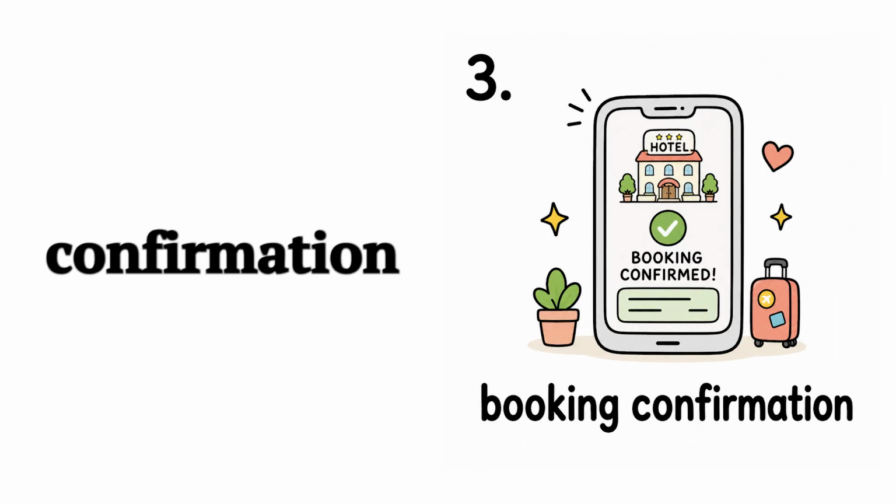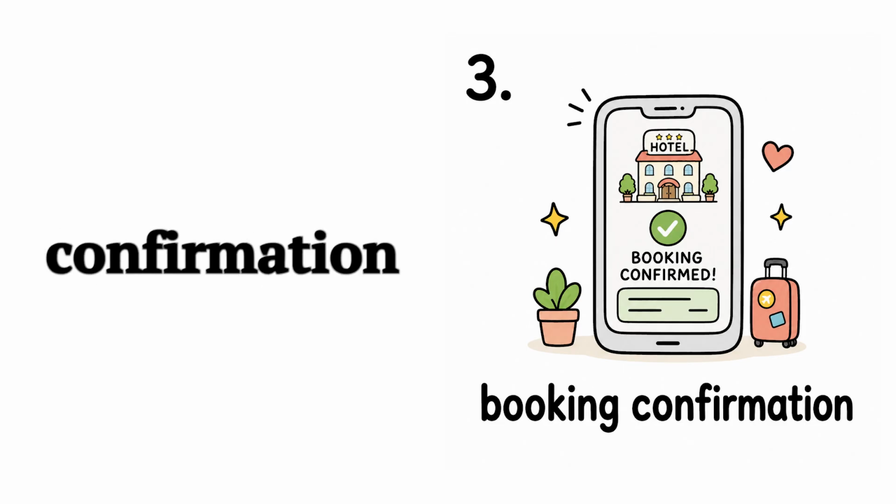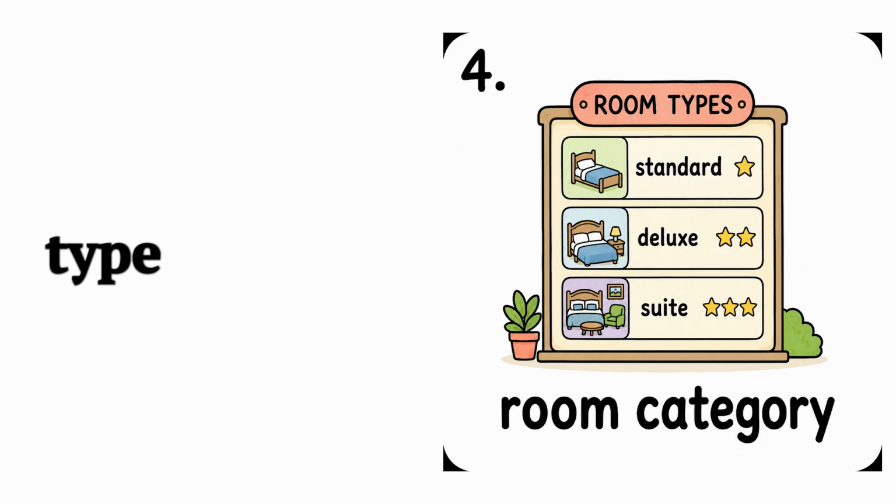Booking confirmation, official proof that your room has been reserved. Example, the hotel asked to see my booking confirmation. Room category, the type of room, such as standard, deluxe, suite, or executive. Example, the room category affects the price and included services.